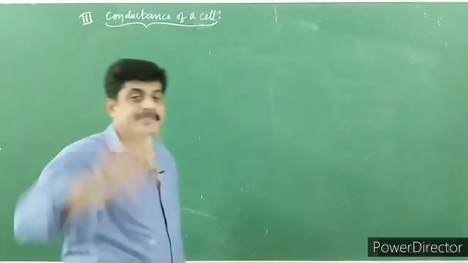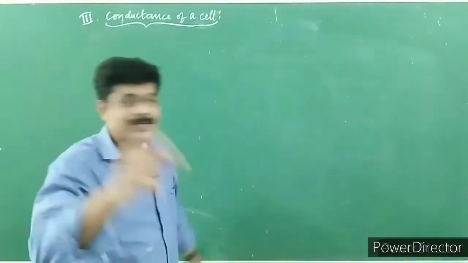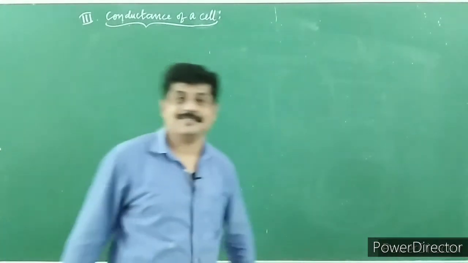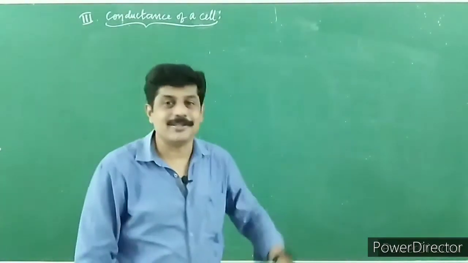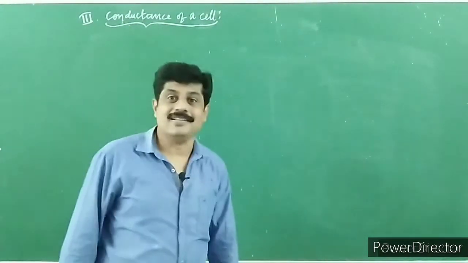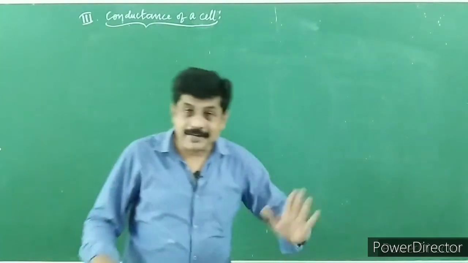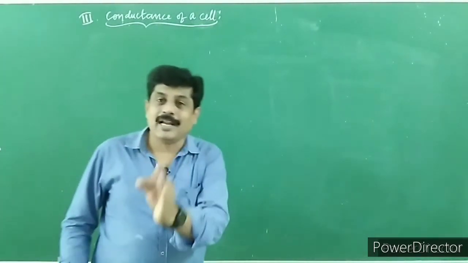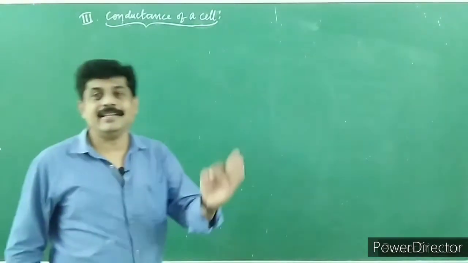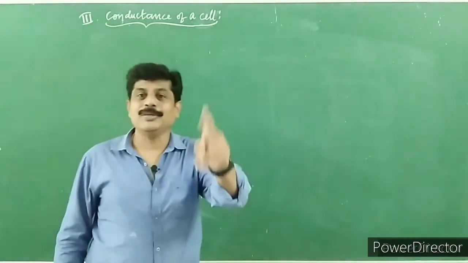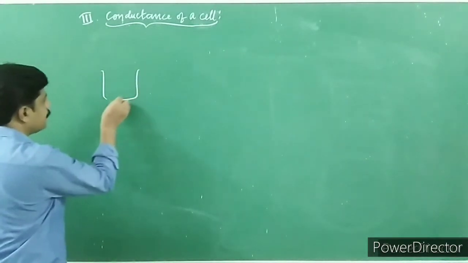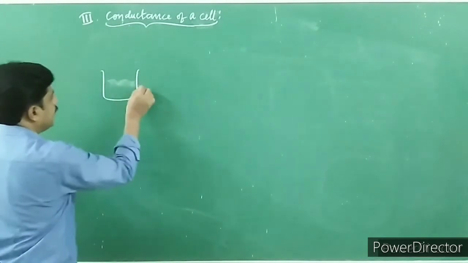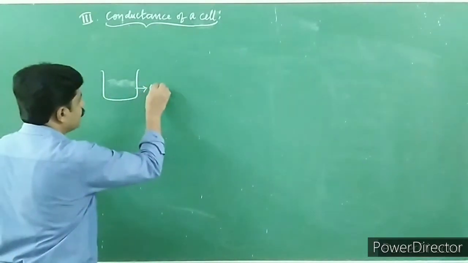Children, let me take up the third part of the unit electrochemistry, that is the conductance of a cell. The power of an electrolyte to conduct electricity is called conductance of a cell. Let me consider one of the electrolytic cells containing electrolytic solution and two electrodes dipped in it. Let me draw the diagram. So this is the electrolytic cell or the compartment in which I have taken electrolytic solution.